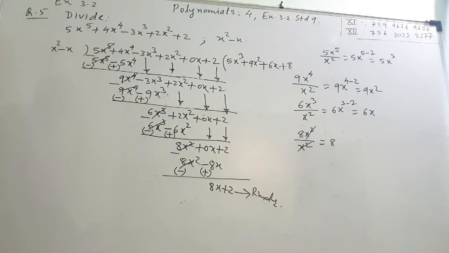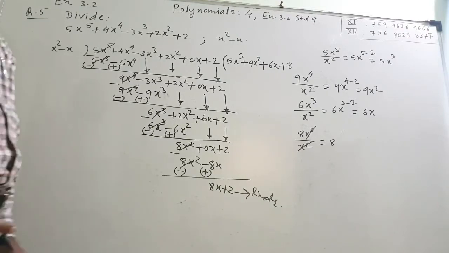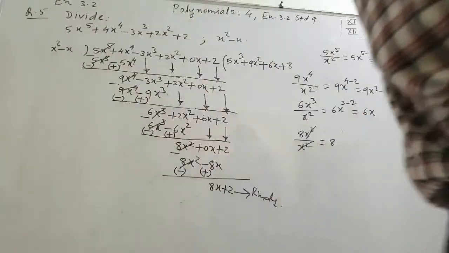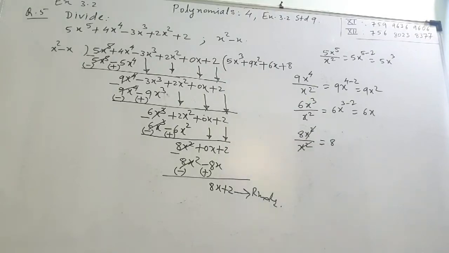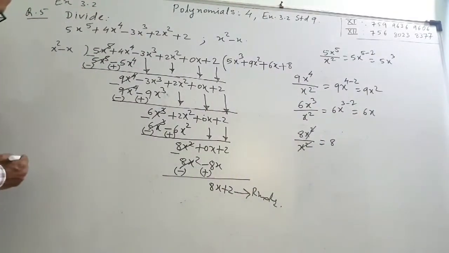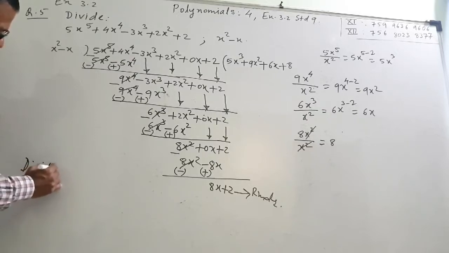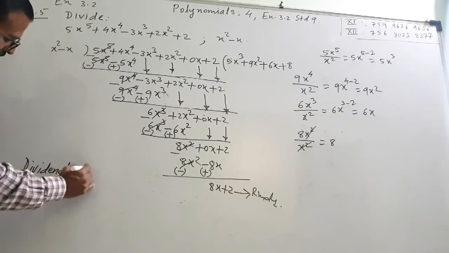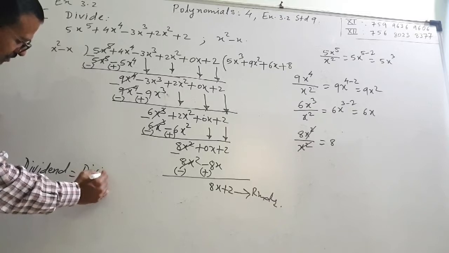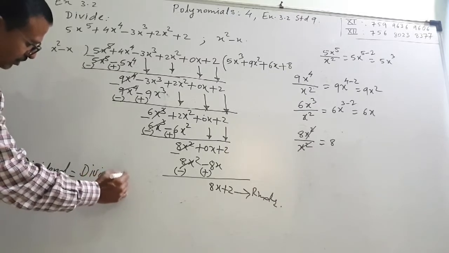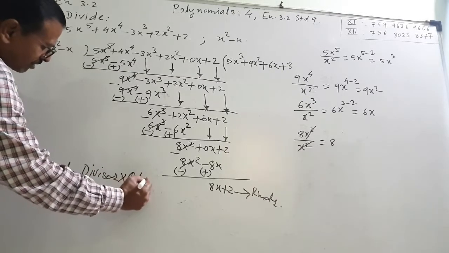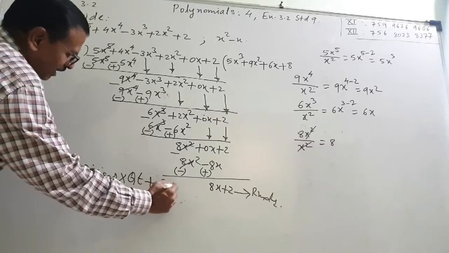Hope that you have understood this. So, this was a difficult sum for you, but now hope that you have understood this. Now what I have to write? Dividend equal to divisor into quotient plus remainder.